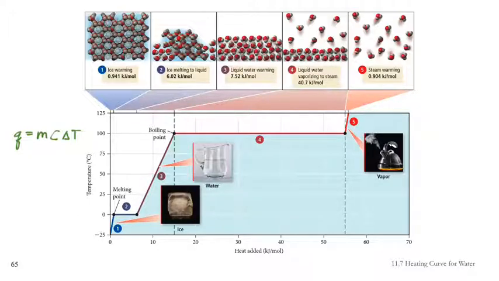To find the amount of energy, you look at where you're starting and where you're ending up, and you're going to have a separate calculation for each straight line. For the sloped lines, you use Q equals MC delta T. For the horizontal lines, you use either heat of fusion or heat of vaporization. And then you add them together.